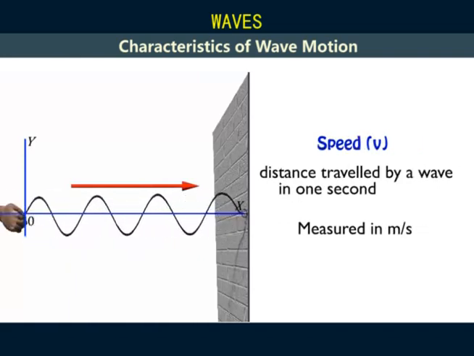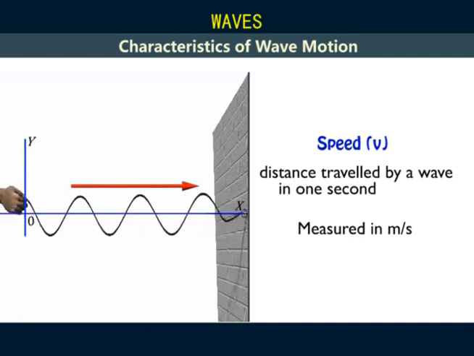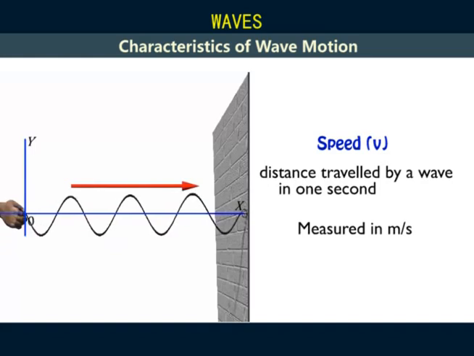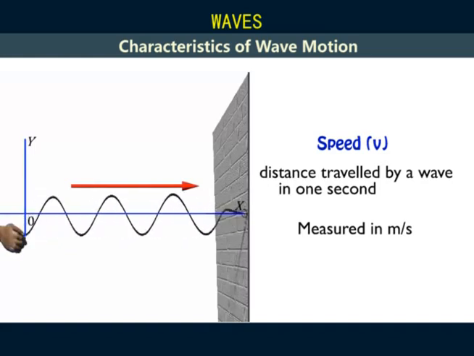Speed V is the distance covered by a wave in 1 second. It is different from frequency. Frequency is determined by the vibration source, while speed is determined by the medium of propagation.